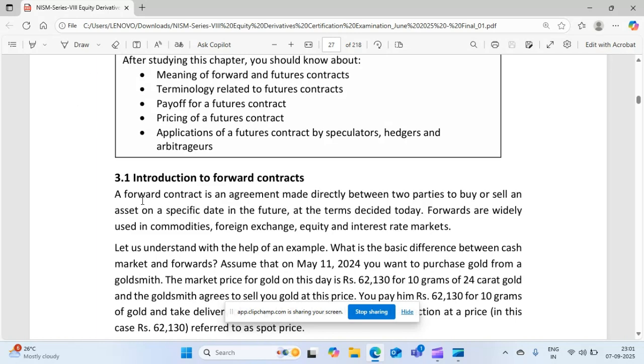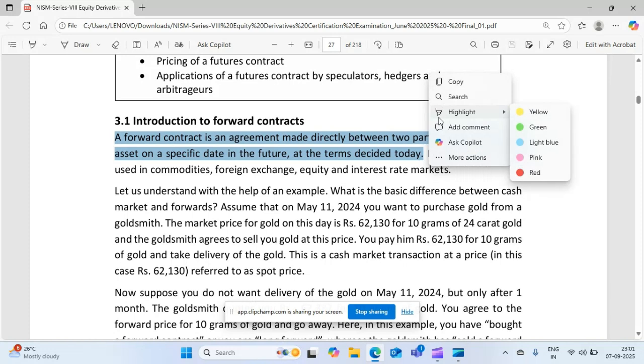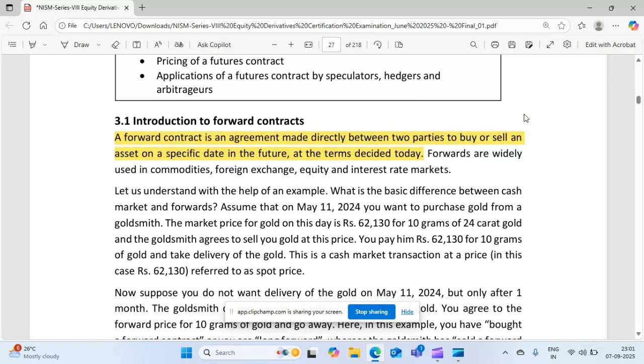So let us start with what is a forward contract. A forward contract is a simple contract between two parties to buy or sell an asset on a specific date in future at terms decided today. If you are preparing for the exam, this becomes a very important concept for you to note, which is the definition of a forward contract. In a forward contract, this contract is between two parties to buy or sell an underlying asset at a specific date in future, which is decided today itself.